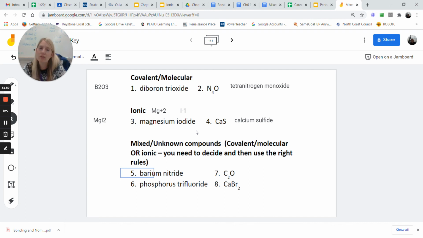Where do we find the metals? On the left of our periodic table. So I know that one's ionic. Number 6, phosphorus trifluoride. Again, if I see a prefix, I know it's molecular. I know I don't need to look up any charges because it's already telling me how many I need. I also know it's covalent or molecular because the first element is phosphorus, which happens to be a non-metal. So as long as that first element is not a metal, I know it's molecular.